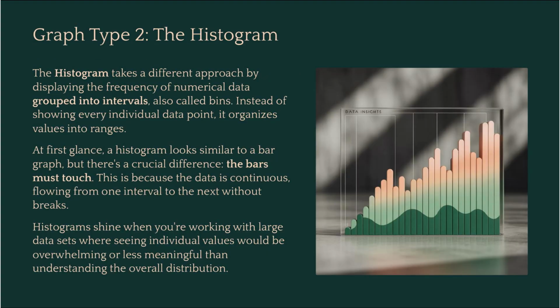Next is the histogram. This is the plot you use when you have a large amount of numerical data and you don't care about every single value. You want to see the general trends. Instead of showing individual numbers, the histogram groups the data into ranges called intervals or bins. It looks like a bar graph, but because the data is continuous, the bars must touch.